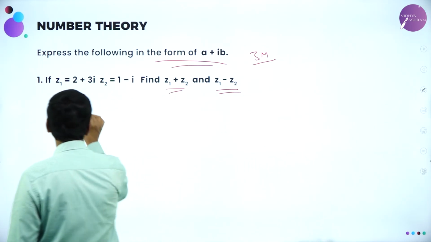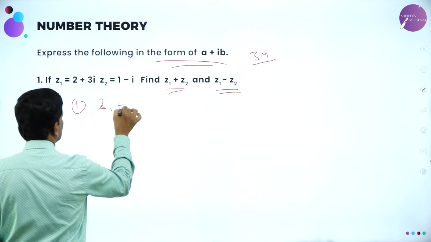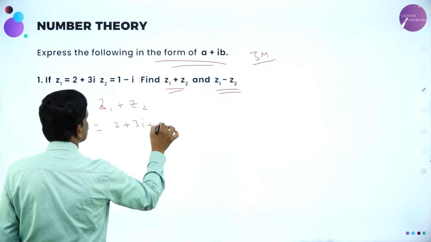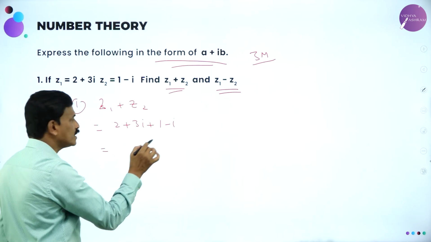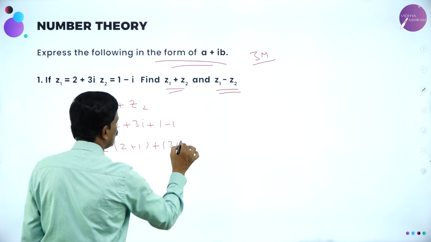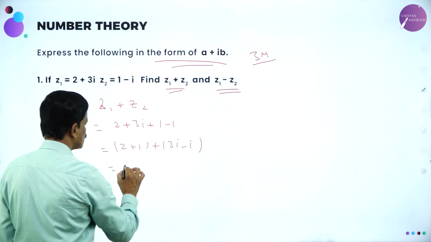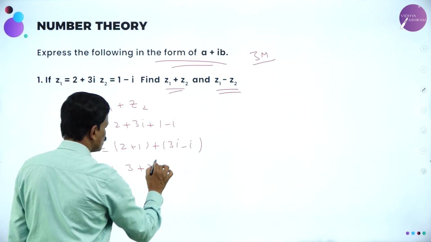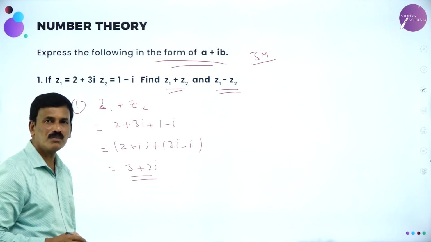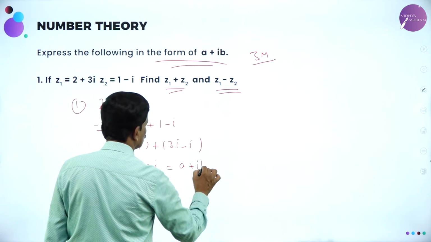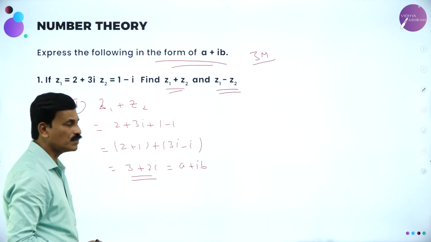Now, let us come to the first one. I'll take the first one, z1 plus z2. z1 is 2 plus 3i plus 1 minus i. Just add the real parts, 2 plus 1, plus 3i minus i. So, 2 plus 1 is 3, plus 3 minus 1 is 2i. So, 3 plus 2i is the complex number. This is of the form a plus ib, where the real part is 3 and imaginary part is 2.